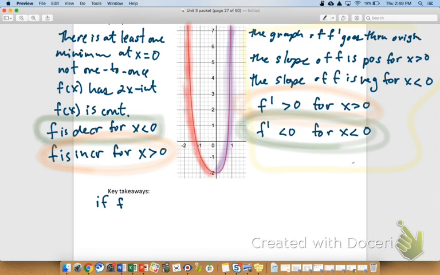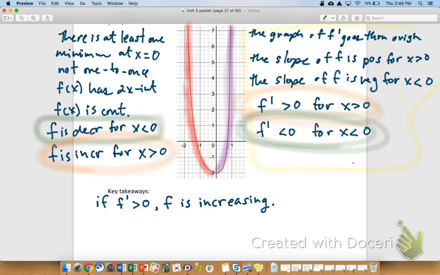If f prime is positive, f is increasing. Let's take 1 second and think about why this connection is true. What is f prime describing about f? The slope. So if you say if f prime is positive, isn't that just a quick way of saying the slope of f is positive? Well, then it would naturally follow that f would be increasing, right?